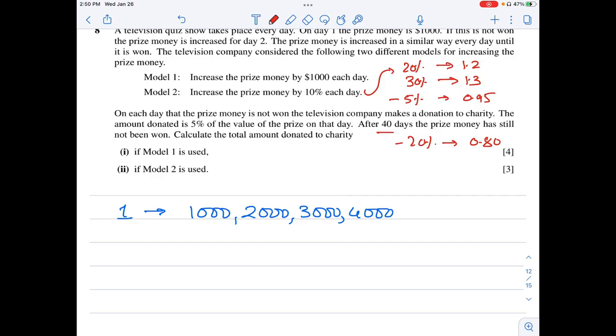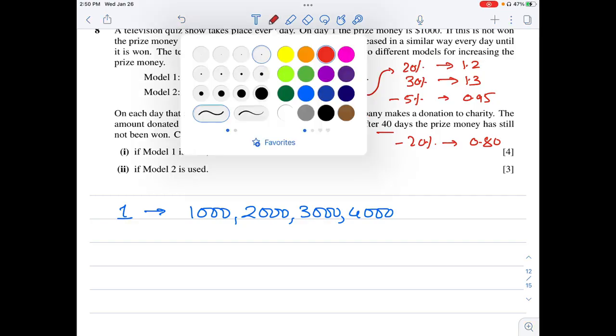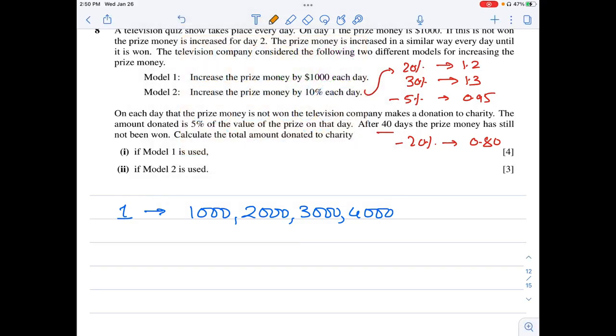So he's asking what is the total money on the charity of the 40th day. I want what is on the 40th day. This is the first day, second day, third day, fourth day. So on the 40th day is going to be nothing but what?